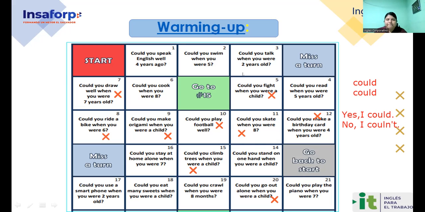Okay. Could you talk when you were 2 years old? Para Veronica? Veronica Burgess, okay. Veronica, do you remember? Could you talk when you were 2? Which number is the question? Number 3. Could you talk when you were 2 years old? Yes, I could. Really? 2 years old? Okay. Yes, like a parrot. Oh, wow, very good.